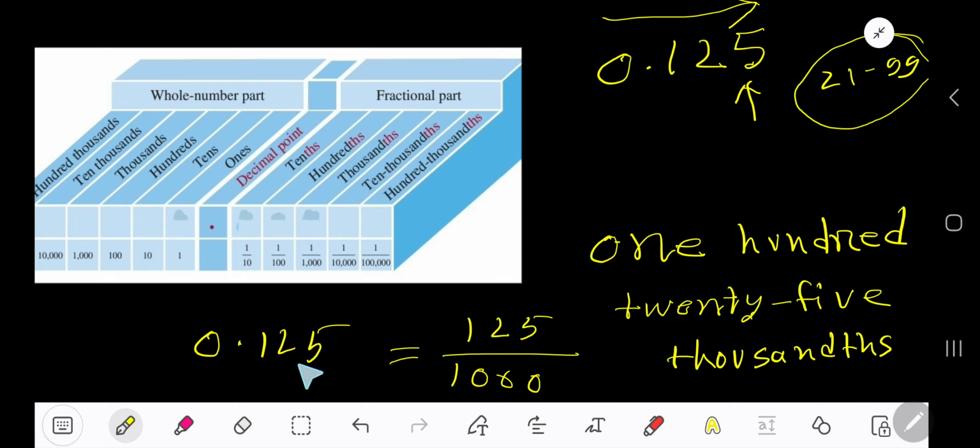If you convert this decimal to a fraction, then what will happen? For the denominator consider 1, and for every digit after the decimal write 0. 3 digits, so 3 zeros. So this is 125 thousandths.